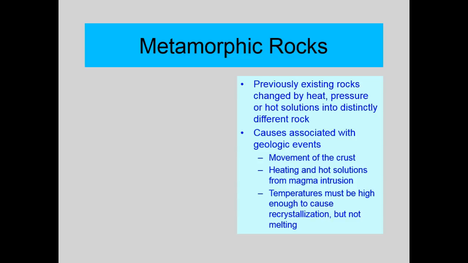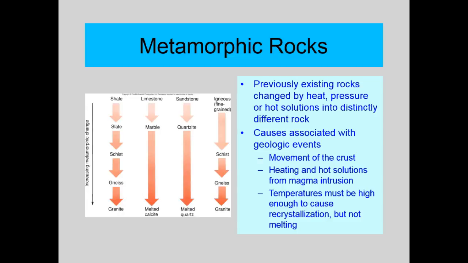Now, the temperatures must be high enough to cause recrystallization, but not melting. And that's the fine line that you have with metamorphic rock. You have to have enough heat to recrystallize the rock. That's why it's metamorphosed. It's changed. The crystal's nature is changed. Okay? But not hot enough to remelt it. Okay? And when it does remelt, then it becomes igneous again. Okay? So here is an example of this.